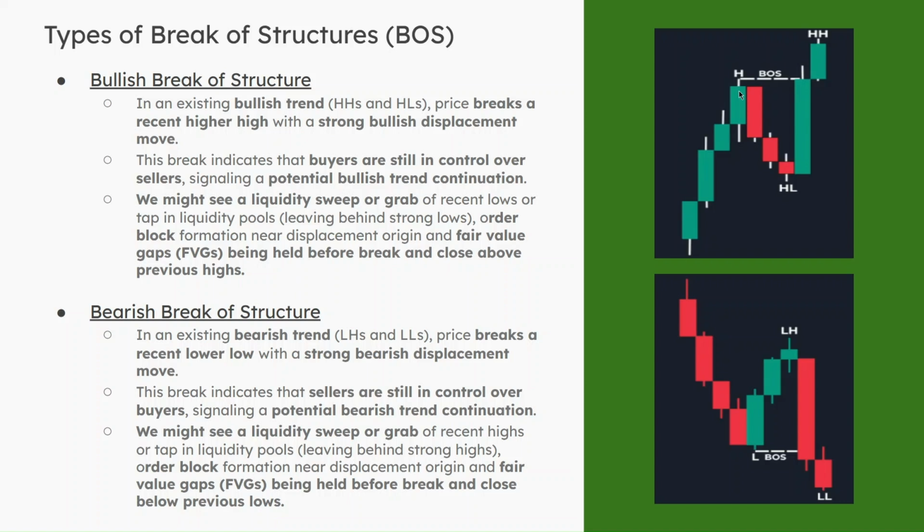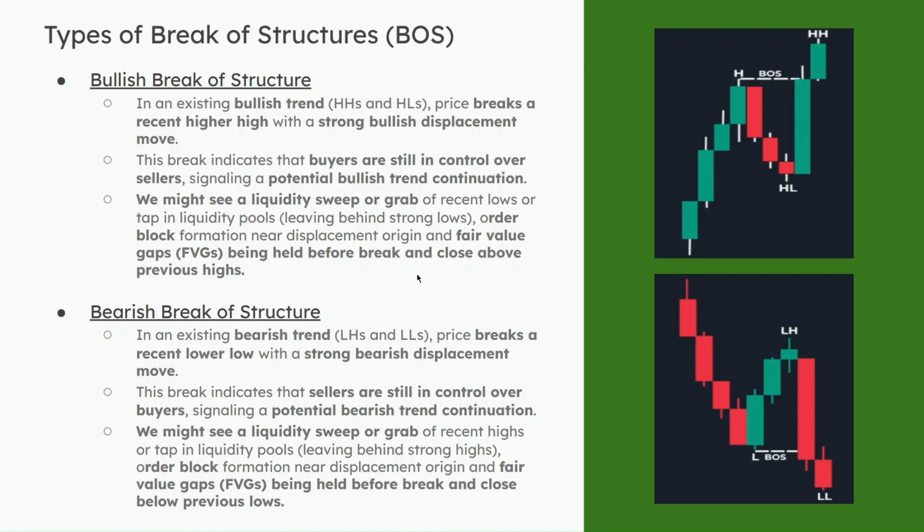As you can see, this is a good depiction of a bullish break of structure where we have a clear bullish trend forming a recent high, and then we form a higher low, which finds support in the trend, and then price shows strong bullish displacement, closing above the recent high, forming a new higher high, and thus giving us a bullish break of structure.